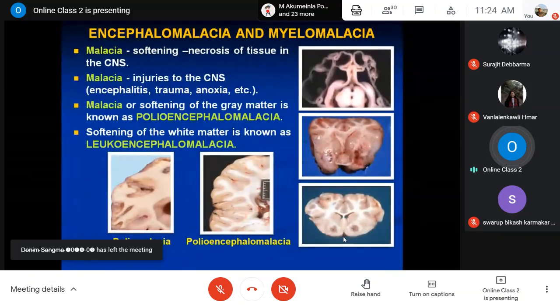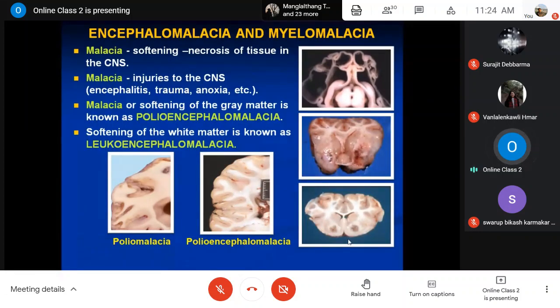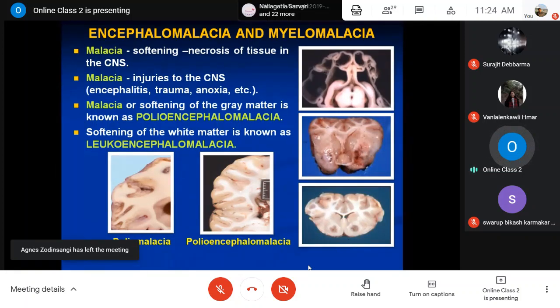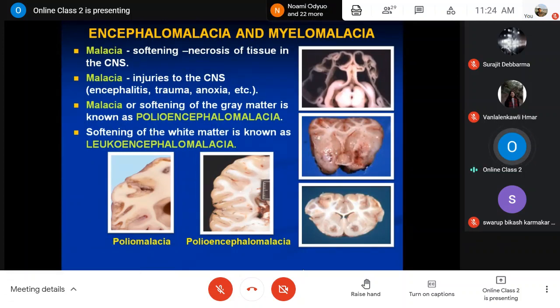Now coming to the necrotic lesions, encephalomalacia and myelomalacia. Malacia means softening, and it is a necrotic lesion of the nervous tissue in the central nervous system. Malacia results from injuries to the central nervous system, including encephalomyelitis, trauma, anoxia, etc. So this terminology, malacia or softening of the gray matter, as we have already mentioned, is polioencephalomalacia.